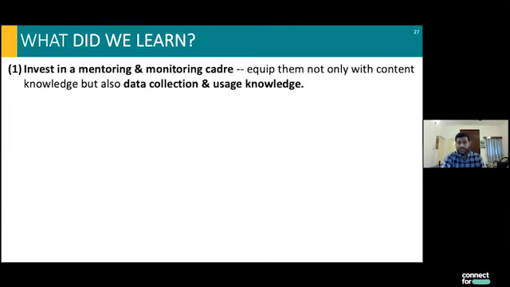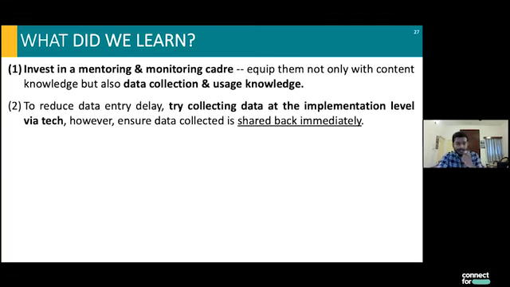The first is that it's important to invest in a mentoring and a monitoring cadre. Of course, they should have complete understanding and knowledge of the content, the methodology, whatever your intervention may be, but they should also be well equipped in data collection and how to really use that in their day-to-day so that they can improve ongoing implementation.